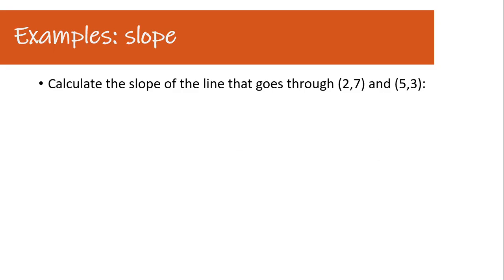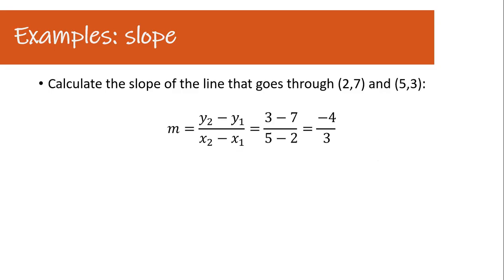Let's look at some examples. First, let's calculate the slope of the line that goes through (2, 7) and (5, 3). Now, technically, according to the formula, y2 minus y1 means use the second y first and then the first y. Truth be told, it doesn't matter what order you do them in, as long as y is on top and you always do it in the same order. So here, using the formula, we would have 3 minus 7 on top and 5 minus 2 on the bottom. And when we solve that, we'll have negative 4 over 3.